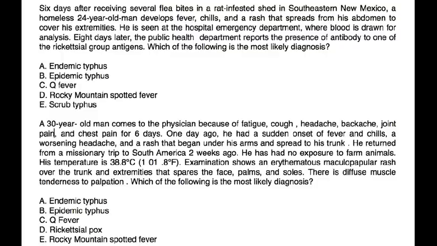6 days after receiving several flea bites in a rat-infested shed in southeastern New Mexico, a homeless 24-year-old man develops fever, chills, and a rash that spreads from his abdomen to cover his extremities. He is seen at the hospital emergency department, where blood is drawn for analysis. 8 days later, the public health department reports the presence of antibody to one of the rickettsial group antigens. Which of the following is most likely? Diagnosis. Well, rickettsia makes me think of a lot of stuff, but the rat fleas help to pinpoint Rickettsia typhi, and that causes endemic typhus, which would be choice A.